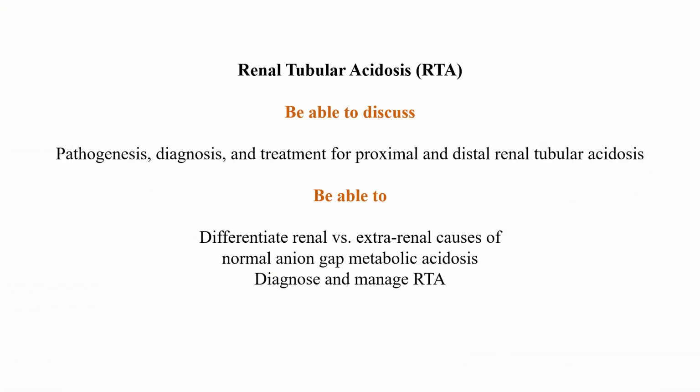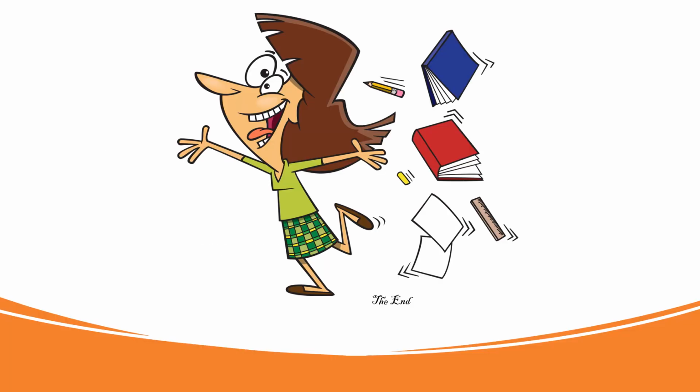At this time, you should be able to discuss the pathogenesis, diagnosis, and treatment for proximal and distal renal tubular acidosis. You should also be able to differentiate renal versus extrarenal causes of normal anion gap metabolic acidosis and diagnose and manage RTA. The end.